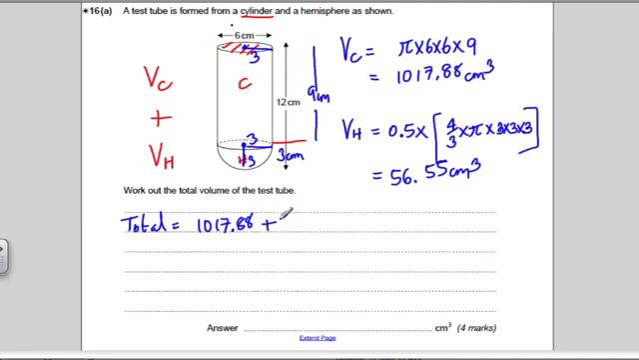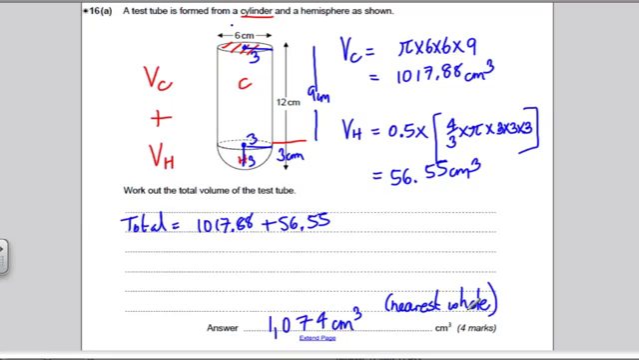You add the two, total volume is therefore 1017.88 plus 56.55. Add those together and you get 1074. I'm just going to round it to the nearest centimeter cube, nearest whole number. Just tell the examiner how you've rounded it. And that's it, we're done.